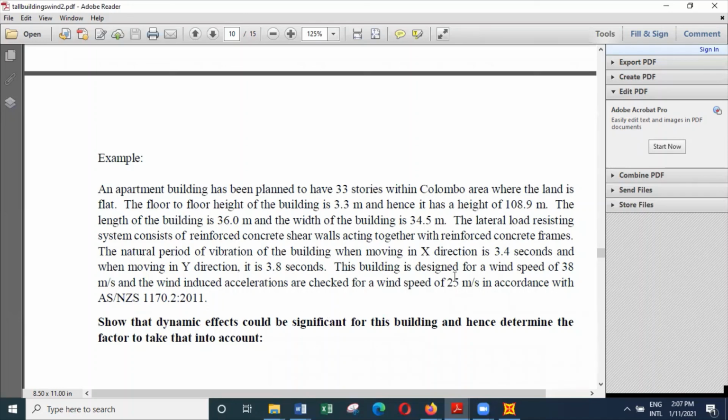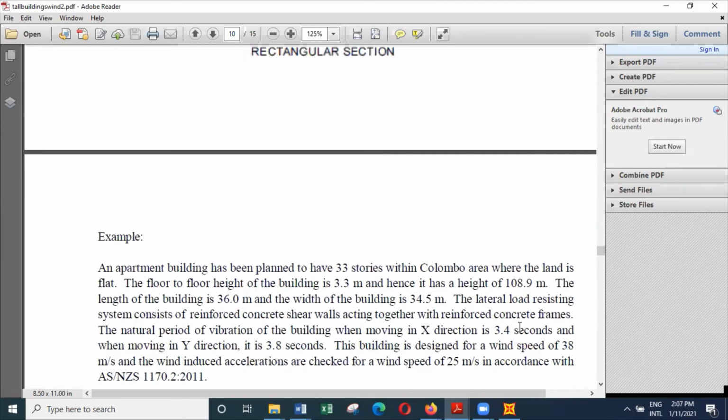That's why you get wind speeds of 25 meters per second and 38 meters per second in this particular example. 38 meters per second is used to determine any value relevant to the ultimate strength, whereas a low wind speed of 25 meters per second can be used when you want to determine the wind-induced accelerations. So is that clear?